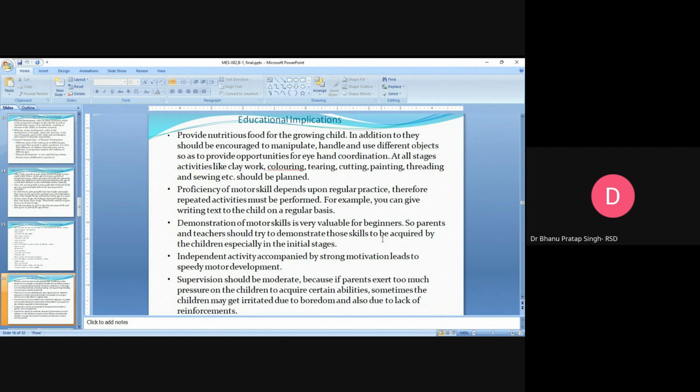Supervision should be moderate. It cannot be very directive. It should be moderate because if parents exert too much pressure on the children to acquire certain abilities, sometimes the children may get irritated due to boredom and also due to lack of information. So all kinds of activities should be done under supervision, but the supervision should be friendly as well as moderate.